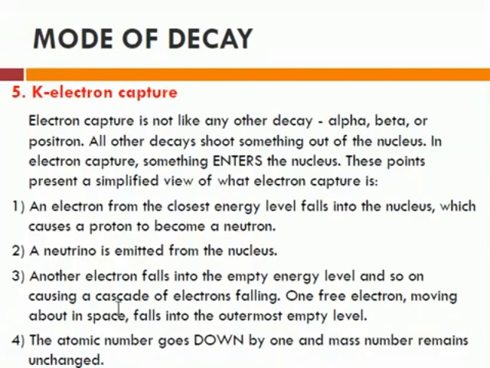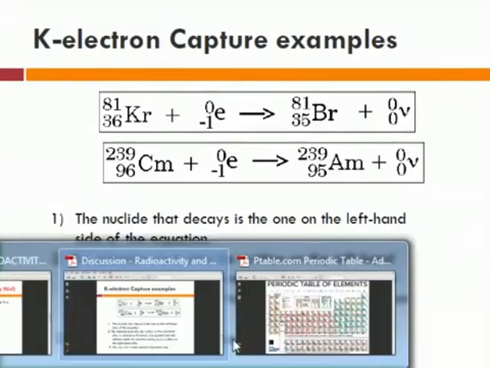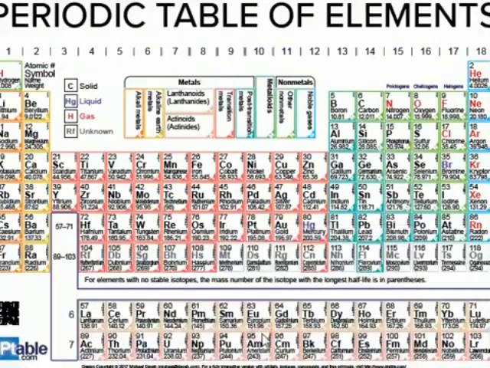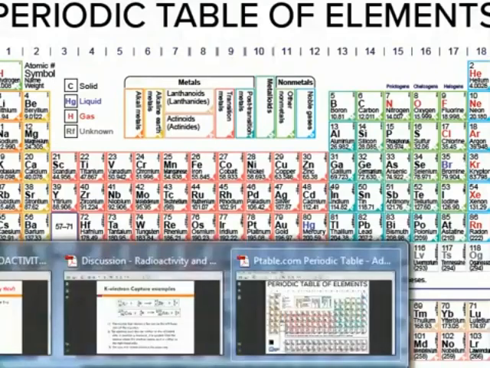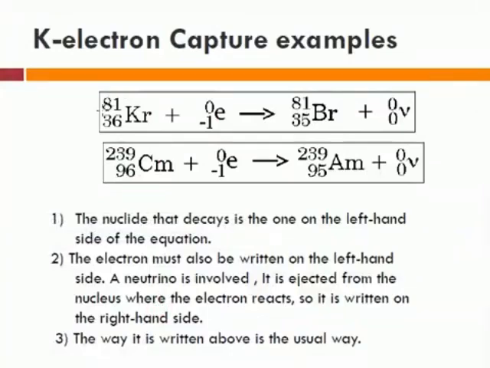One free electron moving about in space falls in the outermost empty level. The atomic number goes down by 1 and the mass number remains unchanged. So for this one, we have krypton, with atomic number of 36 and mass number of 81.